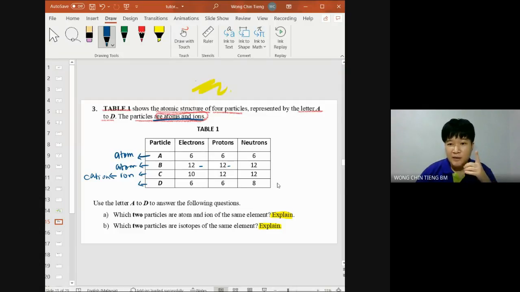Aiman kurus. Jahat gila. Tak tahu nama bapa apa weh. Aiman. Mama Aiman.